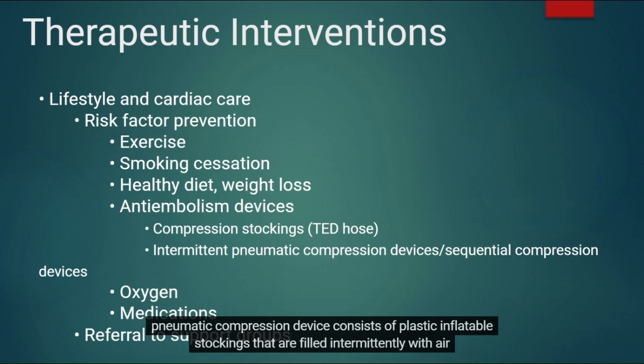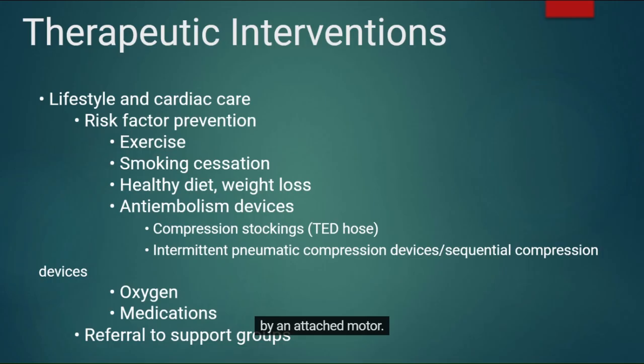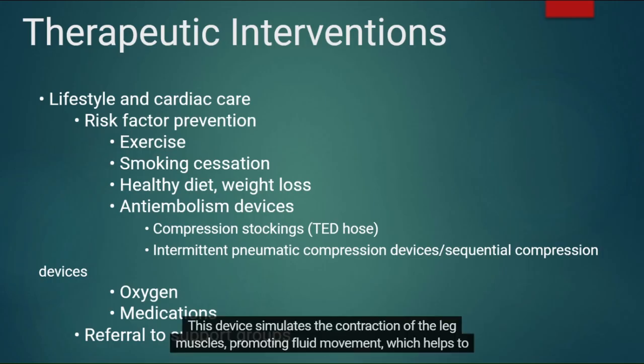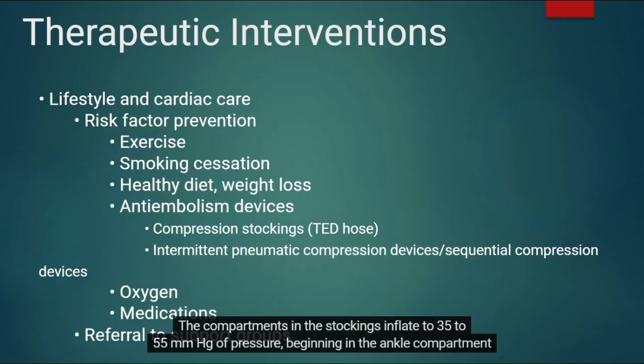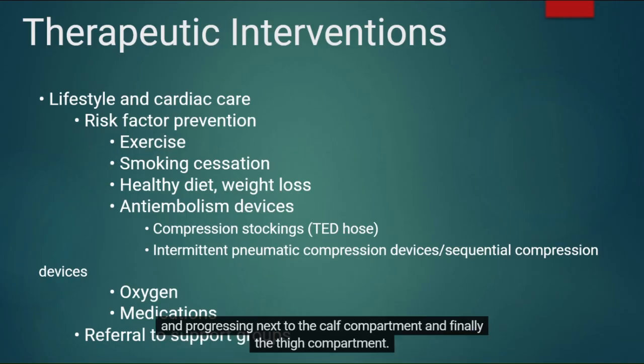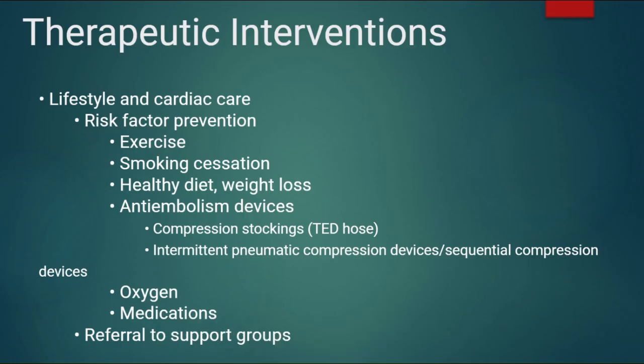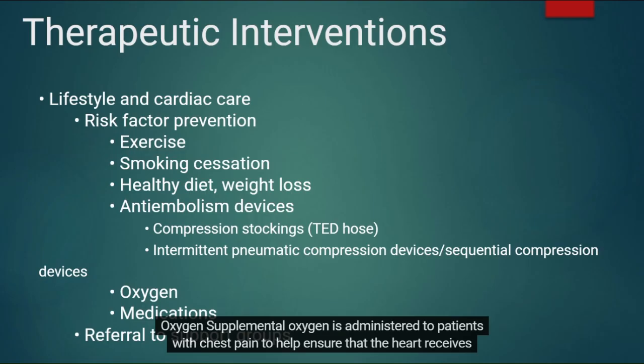An intermittent pneumatic compression device consists of plastic inflatable stockings that are filled intermittently with air by an attached motor. This device simulates the contraction of the leg muscles, promoting fluid movement, which helps to prevent thrombosis development. The compartments in the stockings inflate to 35 to 55 millimeters Hg of pressure, beginning in the ankle compartment and progressing next to the calf compartment and finally the thigh compartment. Monitor the device for proper pressure inflation.